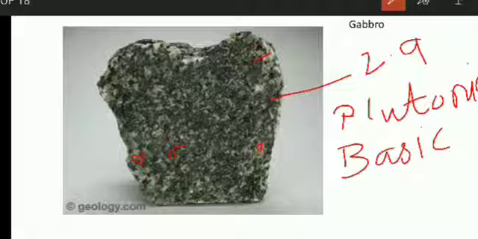Then it doesn't contain quartz, so we call it a basic igneous rock. Then it occurs as irregular igneous bodies. Its special properties are that it has a dark grain color, it is coarse grained, and it can also be cut, carved and polished.